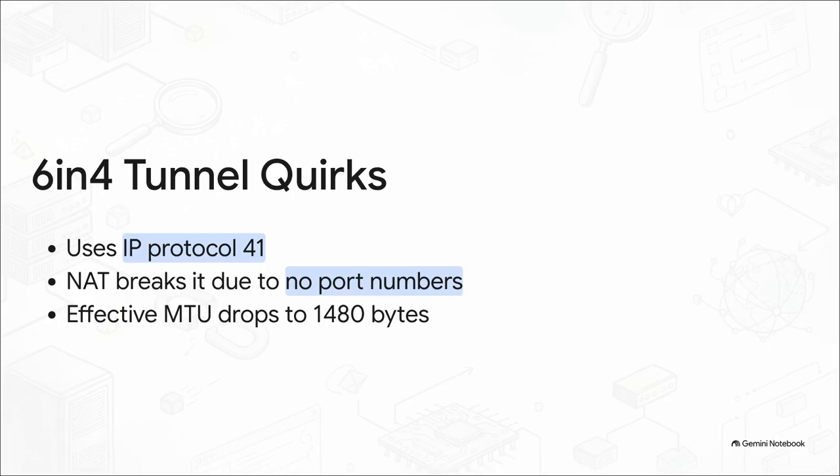And here's the kicker about Protocol 41. It has absolutely zero concept of port numbers. Because of that, it breaks incredibly easily if it hits any kind of NAT on its path. Plus, all that extra IPv4 wrapping shrinks your effective IPv6 MTU down to 1480 bytes, which, you guessed it, leads us right back into the danger zone of those MTU black holes we just talked about.